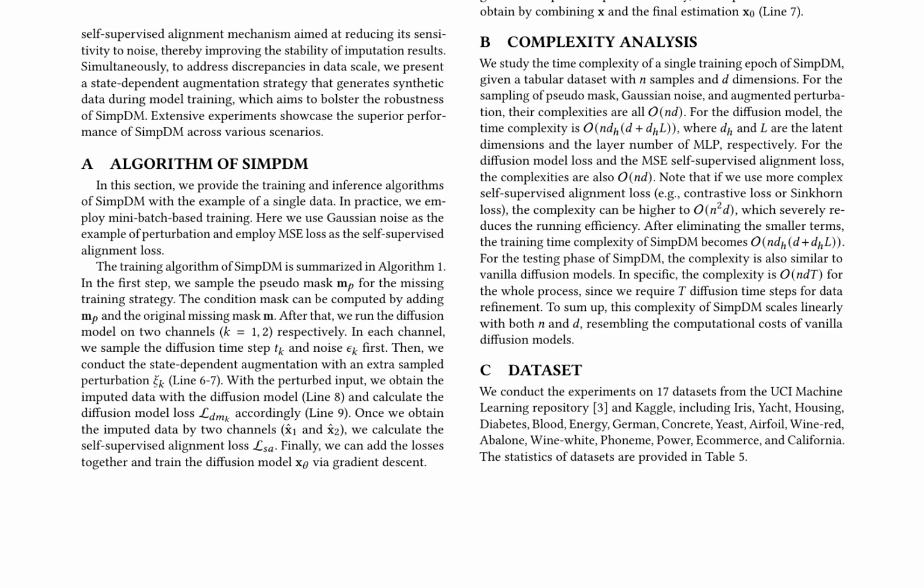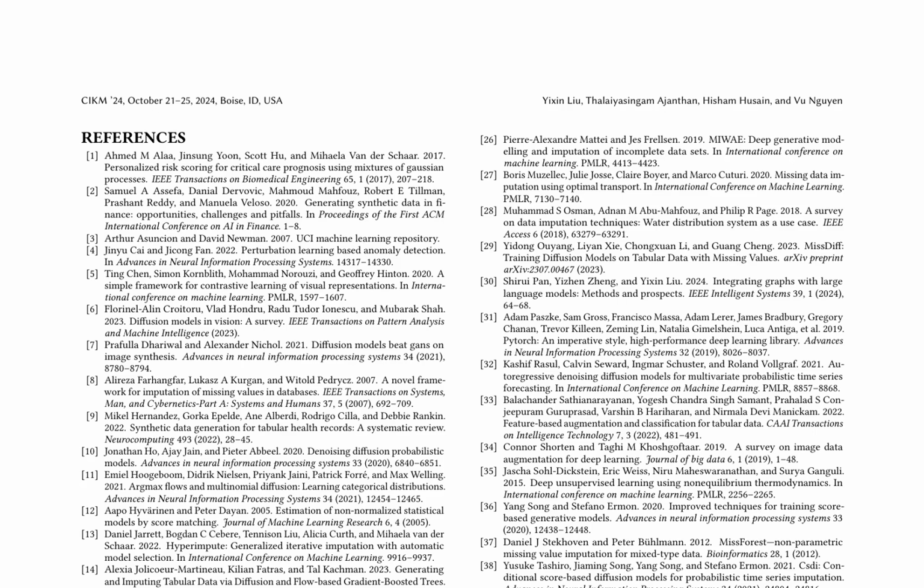The time complexity of SimpDM is analyzed, and it is shown to scale linearly with both the number of samples and dimensions. The model is evaluated on 17 datasets from the UCI machine learning repository and Kaggle, and the statistics of the datasets are provided. The paper also provides a comprehensive review of related work in the field of diffusion models, imputation, and synthetic data generation. The references cover a range of topics, including personalized risk scoring, generating synthetic data in finance, UCI machine learning repository, perturbation learning, contrastive learning, and denoising diffusion probabilistic models.